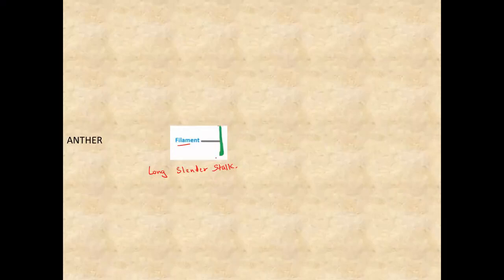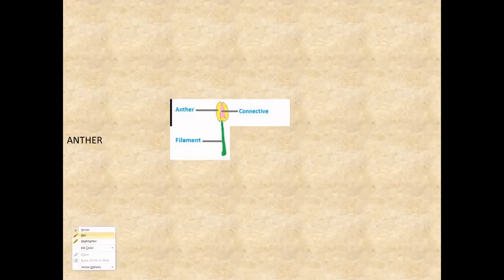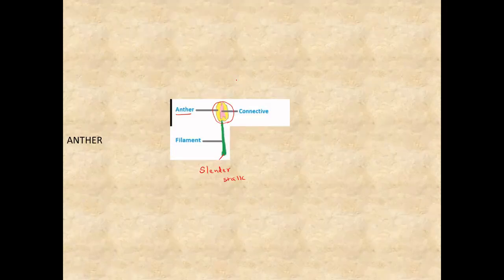And what does this filament mainly consist of? Now, this long slender stalk, the filament, terminates in an enlarged part. Let's see what the terminal part contains. Yes, you can see here, the terminal enlarged part mainly consists of a lobed structure, and this is known as anther. So this is a slender stalk, and this lobed structure at the top terminates into an enlarged portion known as anther.